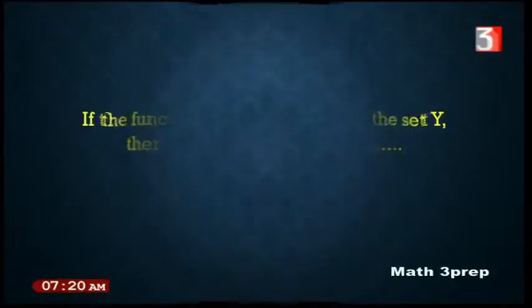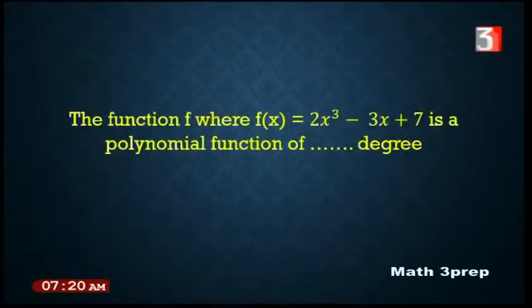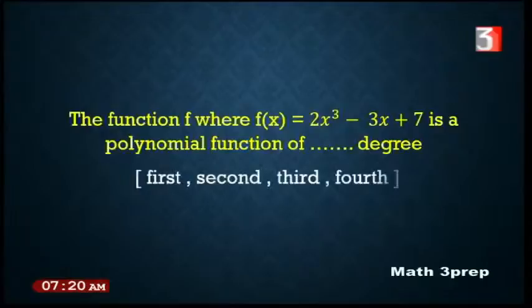Another example. The function f, where f of x equals 2x to the power of 3 minus 3x plus 7, is a polynomial function of which degree? Is it first degree, or second, or third, or fourth? Yes, the first term is of third degree. The second is of first degree. The last is of zero degree. Which one is the greatest power? It is 3, so it is of the third degree, which is the third choice.